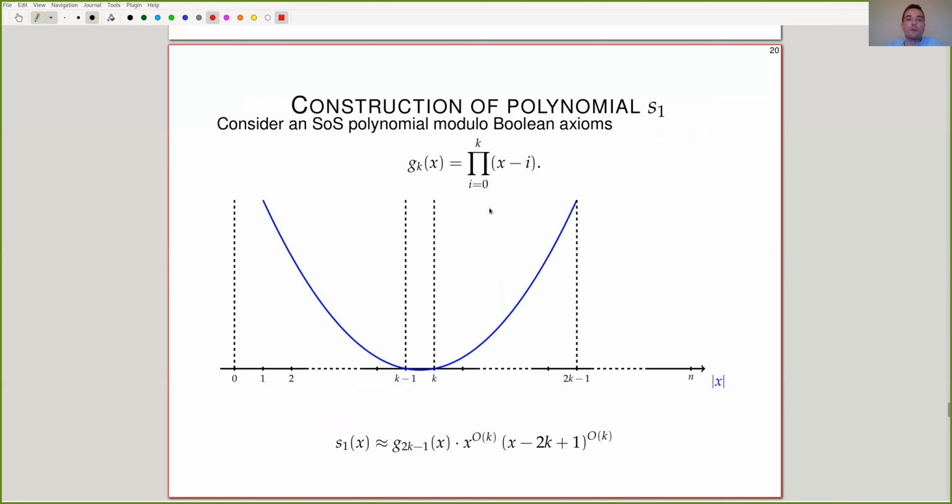So let's give a look how we construct this polynomial S1 in a bit more detail. First, we consider a sum of squares polynomial modulo Boolean axioms of the following form. This polynomial has k plus 1 roots, and the roots are at the points 0, 1, 2 up to k. So this polynomial looks like this.